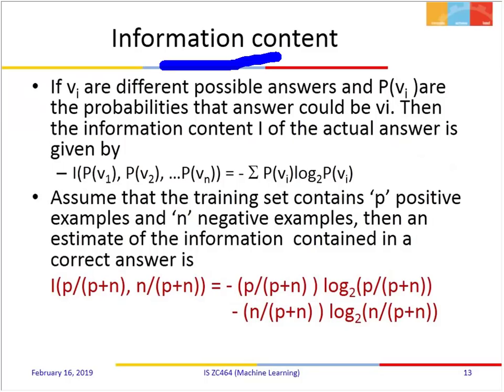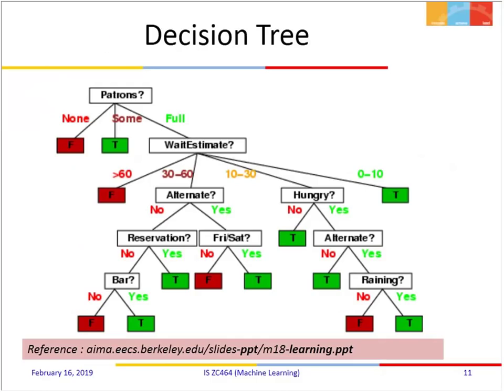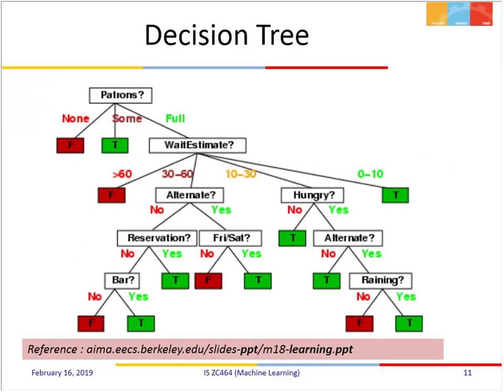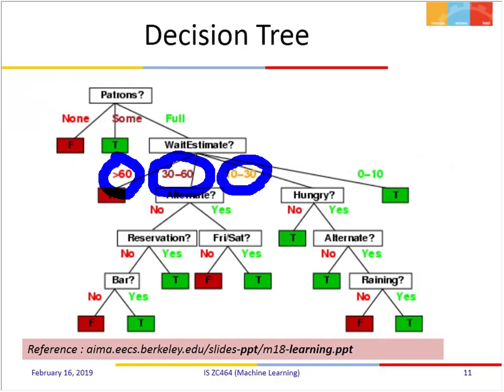So now we're talking about the information content. If Vi are different possible answers, you can always see whether there are different answers possible or not. Say for alternate, is there an alternate available? Yes or no? This is a binary answer. Are we hungry or not? Yes or no. Is it raining or not? Yes, no. But for weight estimate, you want to find out, is it in this range: more than 1 hour, say, half an hour to 1 hour, or within half an hour, or just 10 minutes. These are the 4 answers to us.